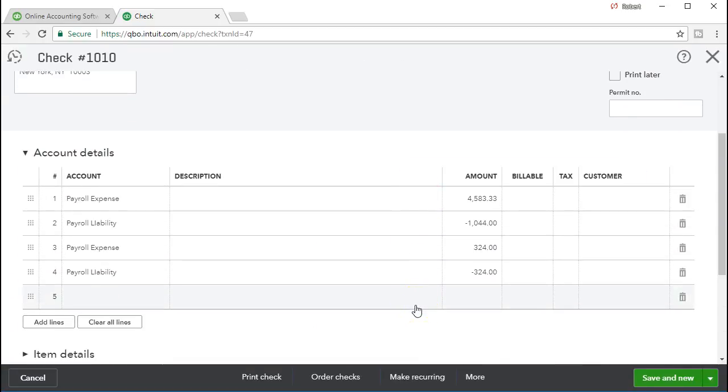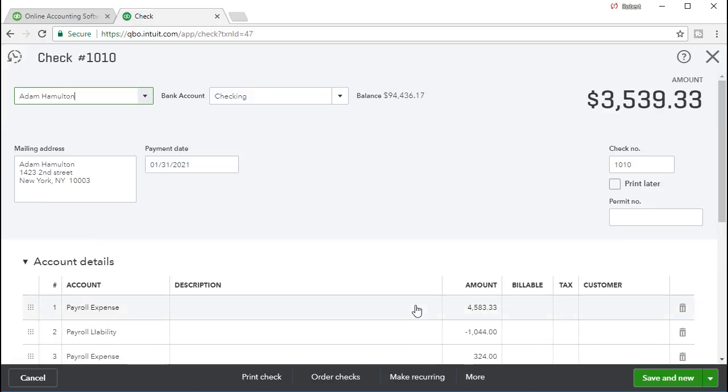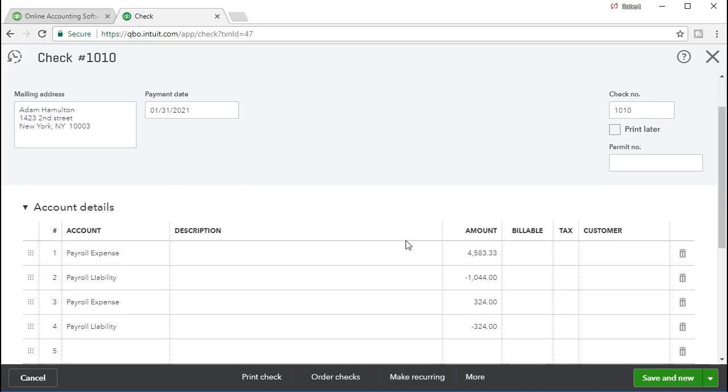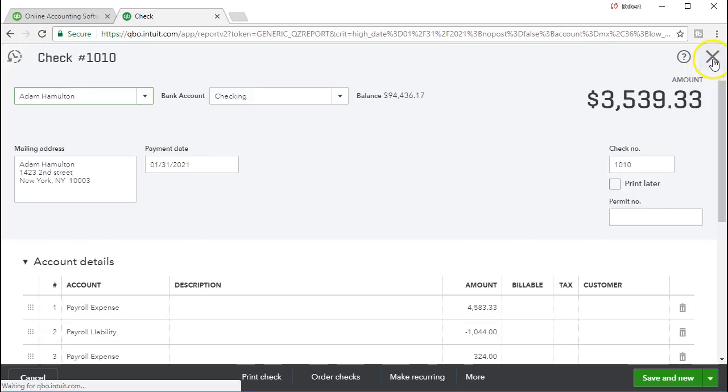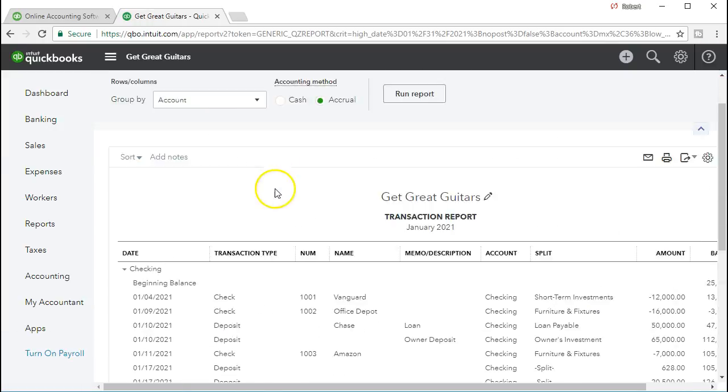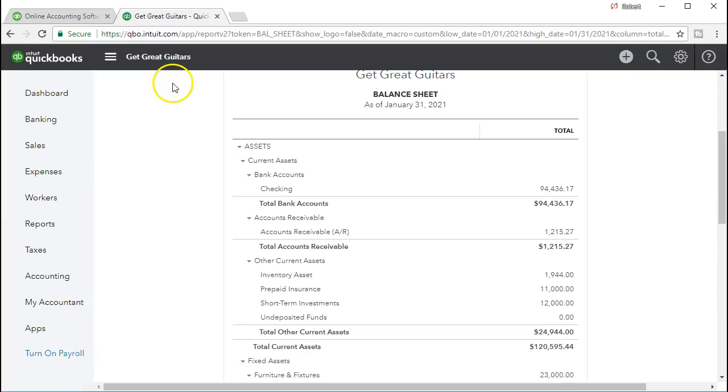Again, this check is not sufficient for a pay stub typically to give to the employee, because we typically need more information in terms of the detail of the withholding types. But this is the information we can enter into our system as we process the payroll. So we're going to close that out, and then let's go back.